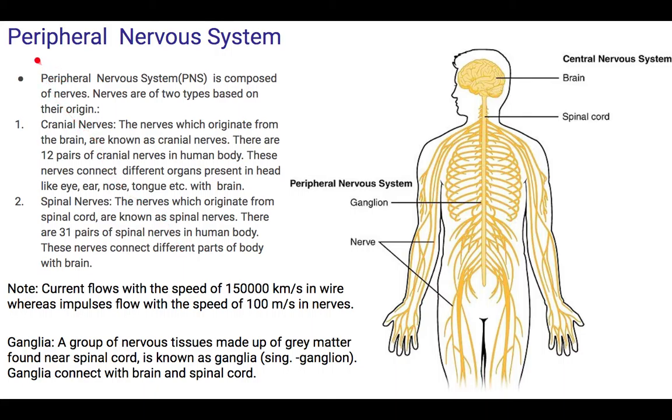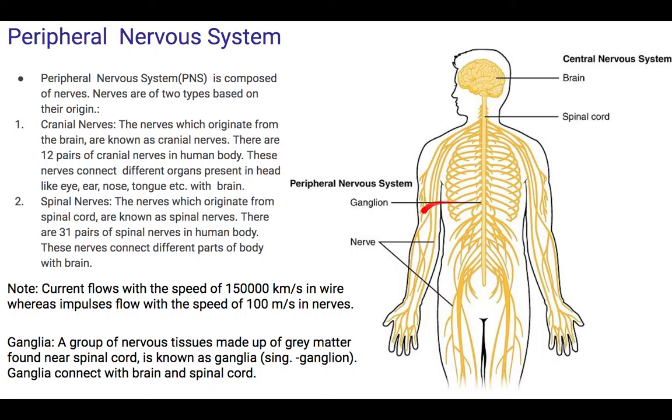Now let's go to another nervous system, that is peripheral. Here, brain and spinal cord compose the central nervous system. If you see the body, these two parts of the nervous system lie in the central part of the body. That's why it is called central nervous system. Now peripheral means it is all composed of nerves.